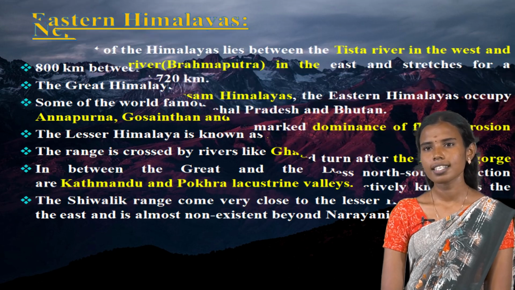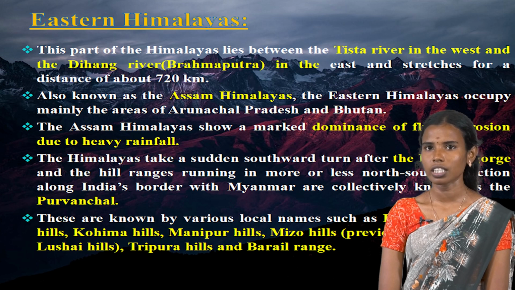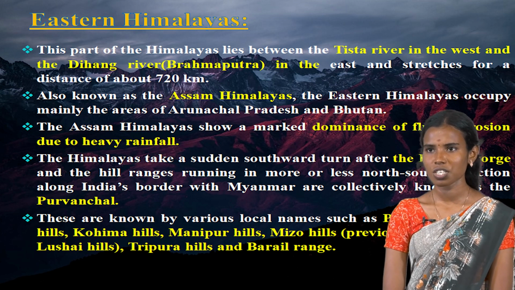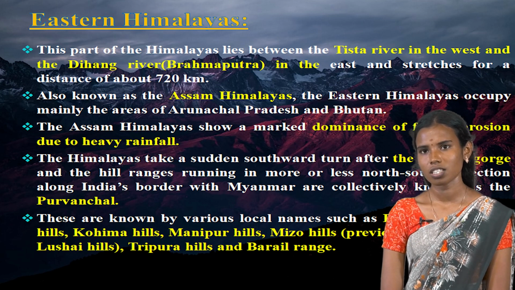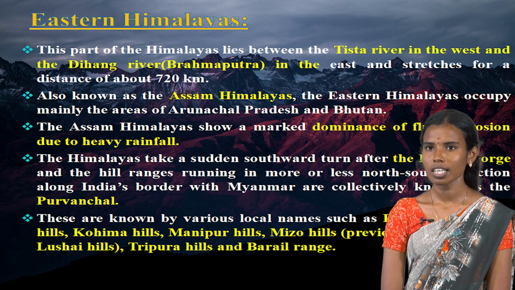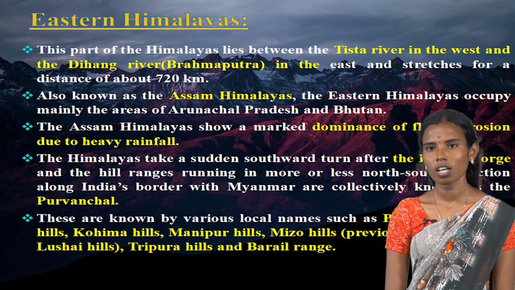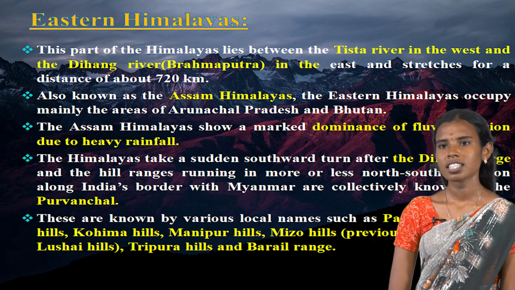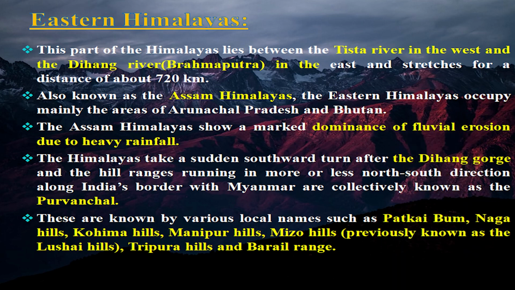Final one is the Eastern Himalaya, which occupies the northeastern portion of India. This part of Himalaya lies between the Teesta river in the west and the Dihang river in the east. It stretches for the distance of 720 km. It is also known as Assam Himalayas. The Eastern Himalayas occupy mainly the areas of Arunachal Pradesh and Bhutan. The Assam Himalayas show a marked dominance of fluvial erosion due to the heavy rainfall in this northeastern part.